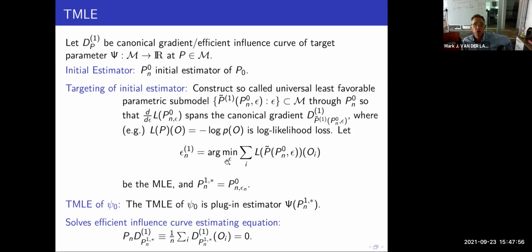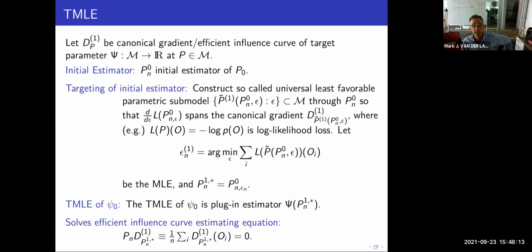And that's called a universal least favorable path. Then in one step, you're done. And then because this is an MLE, it solves a score equation, but the score equation of the log likelihood is nothing else than the empirical mean of the canonical gradient, because that's how it was done. So at the end, you solve the empirical mean of the canonical gradient.